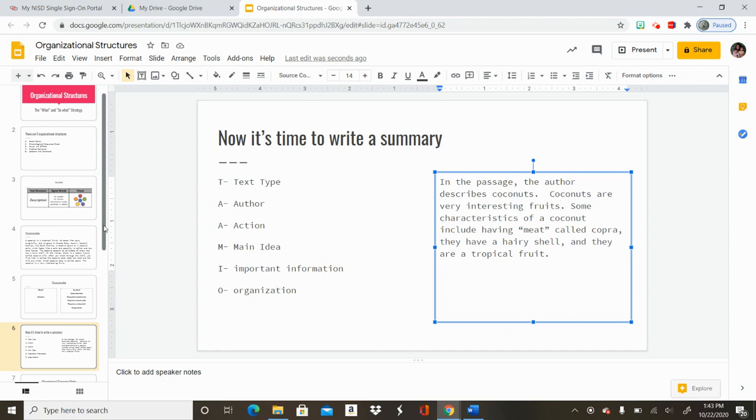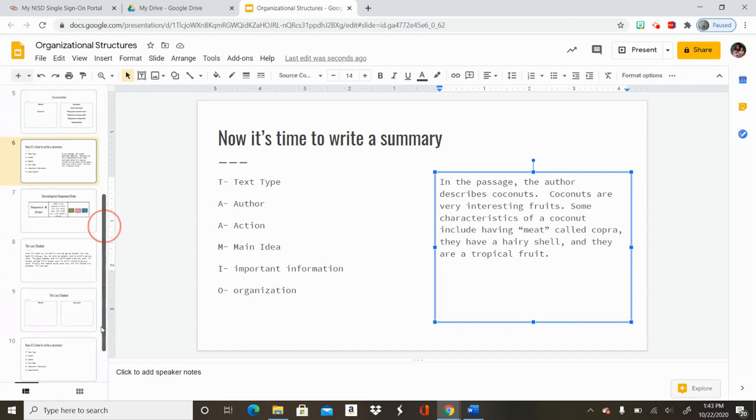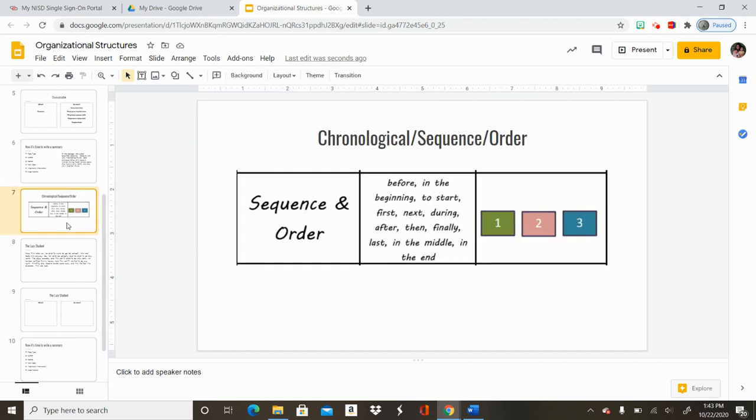We're going to move on to our next one, which is chronological sequence or order. Okay, so this one is also kind of easy. Think of it like a timeline: beginning, middle, end. Some of our clue words here are keywords: before, in the beginning, to start, first, next, during, after, then, finally, last, in the middle, in the end. Remember, chronological, sequence, and order all mean the same thing.